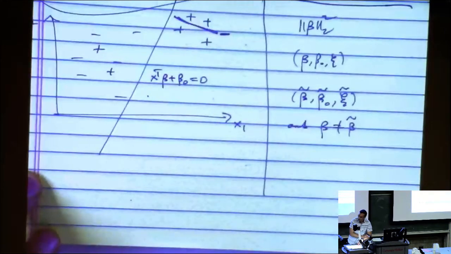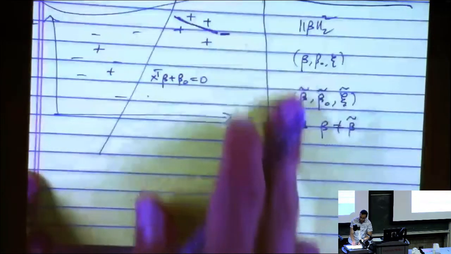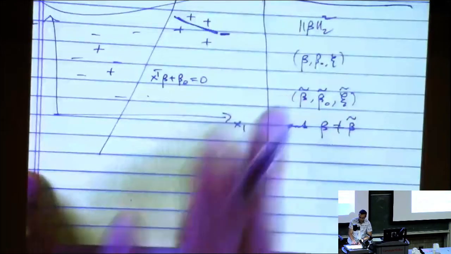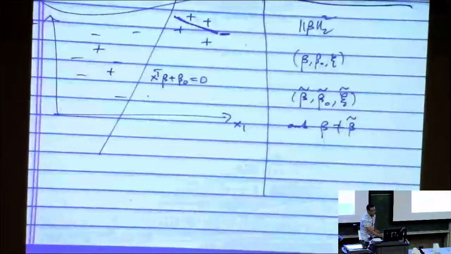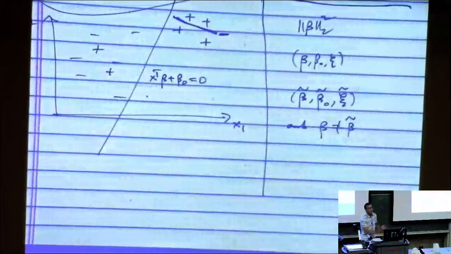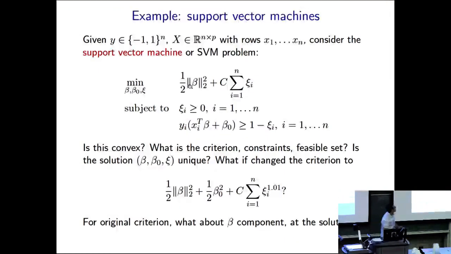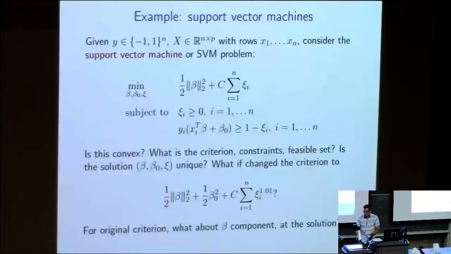Beta is not equal to beta tilde. So you can actually just check that if I take a convex combination of these two things, then it'll of course still satisfy all the constraints. That's just convexity. This will be less than or equal to what it was for each of those two things, but this part will be strictly less than what it was. So the beta component itself cannot be unique.